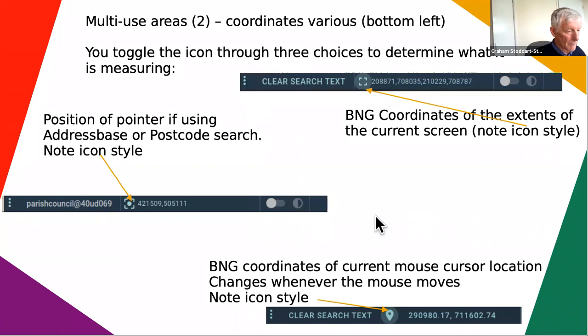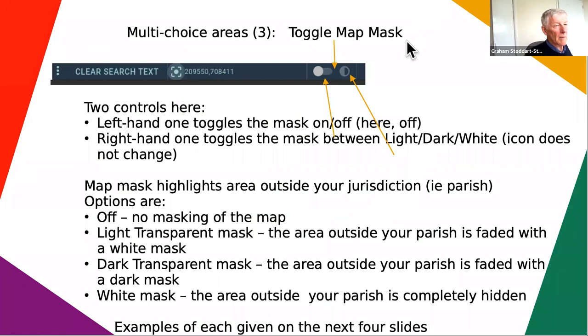So then we move on to the toggle map mask. I'm going to give you examples of what this looks like when it works, so that they're coming up in the next slides. But basically there are two controls here. One is a slider button. You turn it left to off and you slide it right to go on, and that just turns the mask on or off. And then this one is a toggle button, which varies between light, dark, and white.